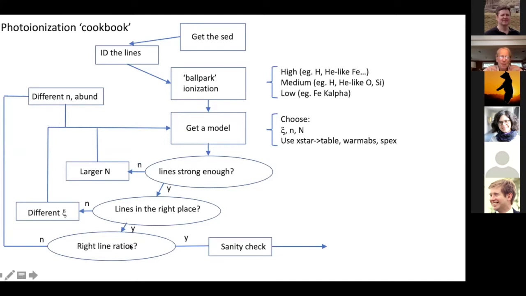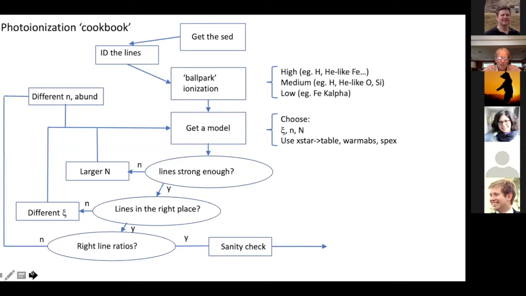And then finally, do you get the right line ratios, like the helium-like R and G ratios? And if you don't, then you can change the density or the abundances, or something to do with the microphysics of excitation, and iterate again. And finally, if you have a good fit, or a fit that looks reasonably good, then you still have some questions that you need to answer, which can tell you whether you've gotten something that's reasonable.